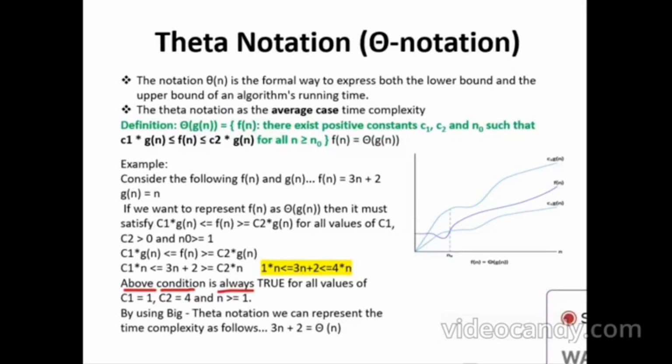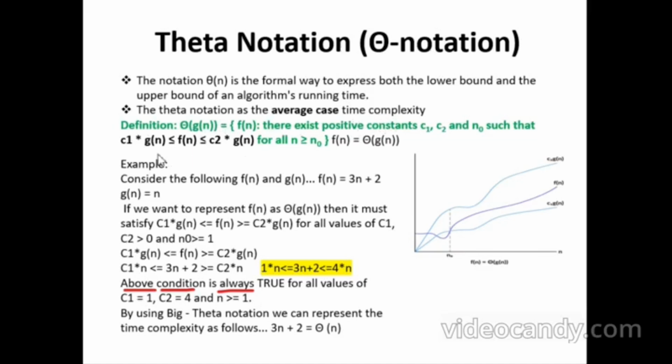Next one is theta notation. In theta notation, theta of n is the formal representation and this is expressed with both the lower bound and upper bound. That's why it is called average case time complexity.